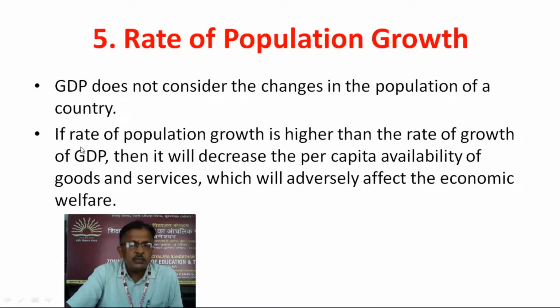Instead of this, if the rate of population growth is lesser than the rate of growth of GDP, then it will increase the per capita availability of goods and services, and it will affect the economic welfare positively. But if it is the other way, then it will be adverse. That means if the population growth is higher than the rate of growth of GDP, then it will not benefit the economic welfare, rather it will adversely affect it.